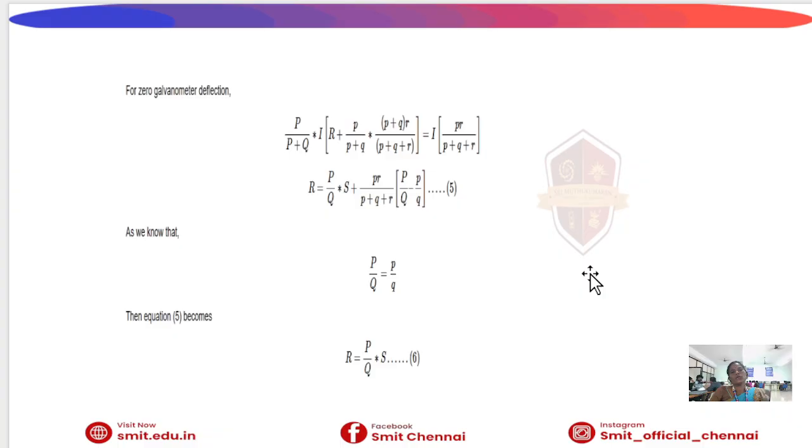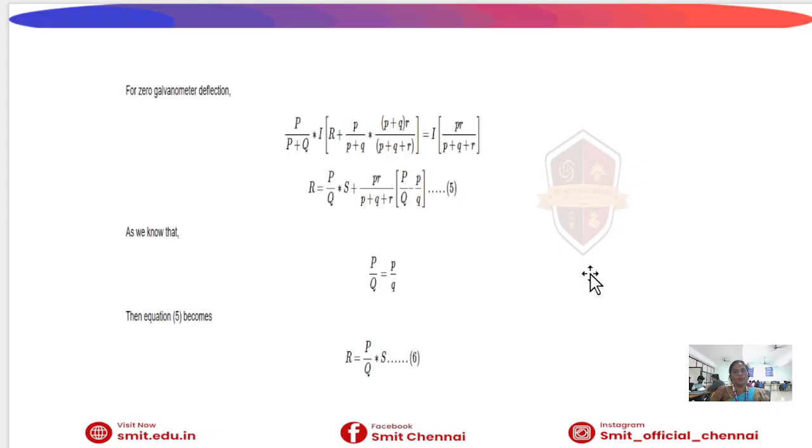By applying circuit analysis and voltage division in the bridge network, we obtain an equation relating the unknown resistance R, the standard resistance S, the ratio arms P and Q, and the auxiliary ratio arms small p and small q, including lead resistance effects. Initially, the expression for resistance contains an additional term due to lead resistance r.